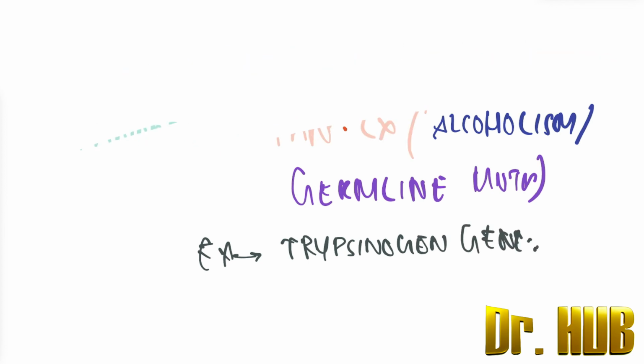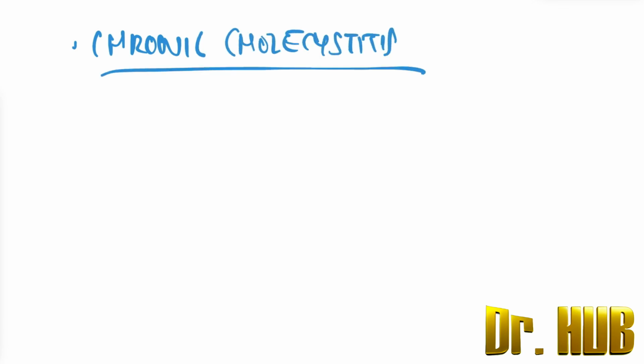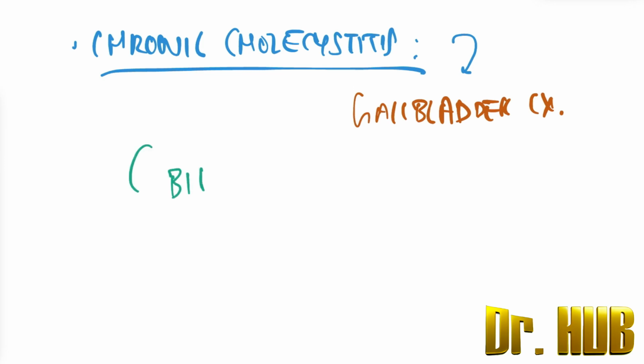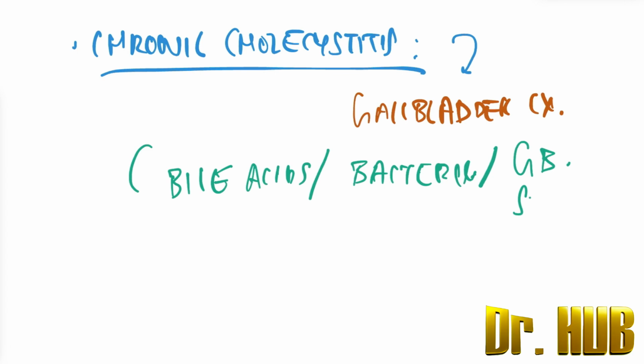Next, we look at chronic cholecystitis. Here in chronic cholecystitis, it affects the gallbladder. So there is gallbladder carcinoma. Looking at some etiological agents, it includes bile acids, bacteria, as well as gallbladder stones, GB stones.